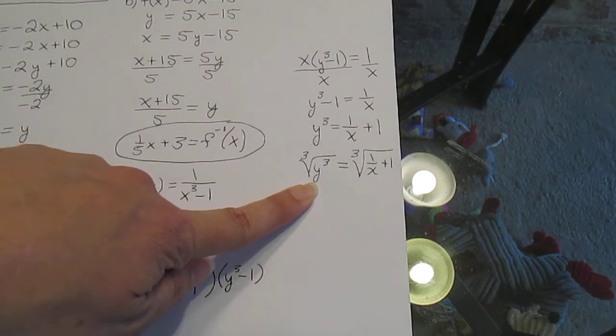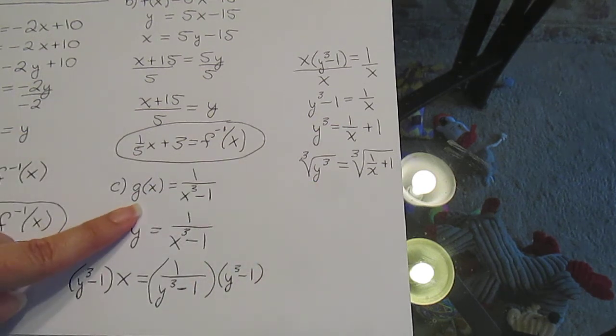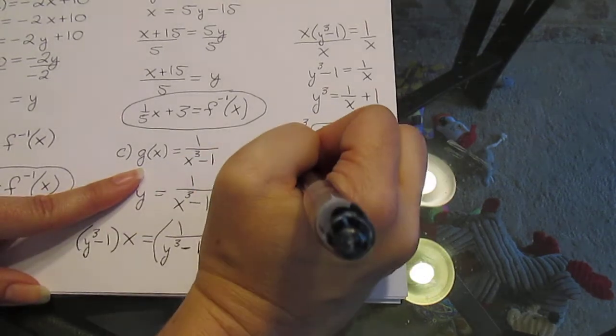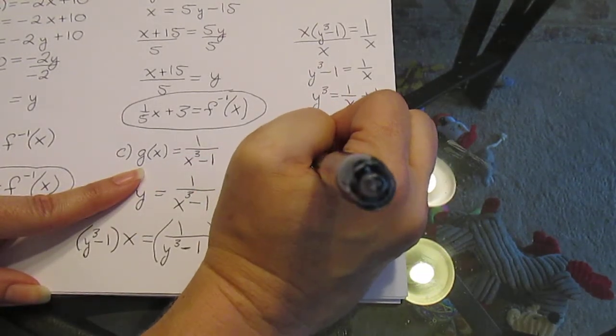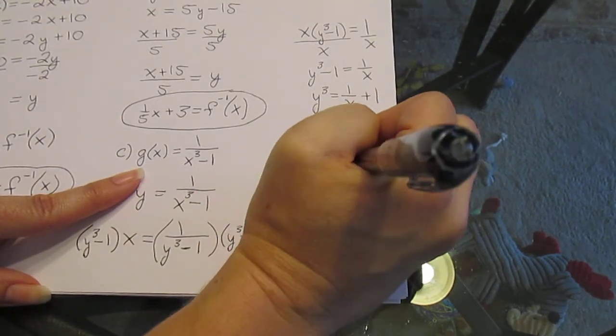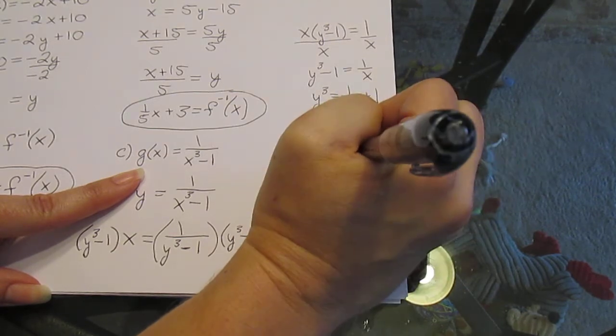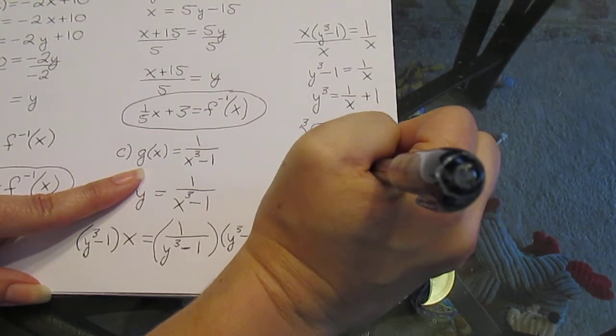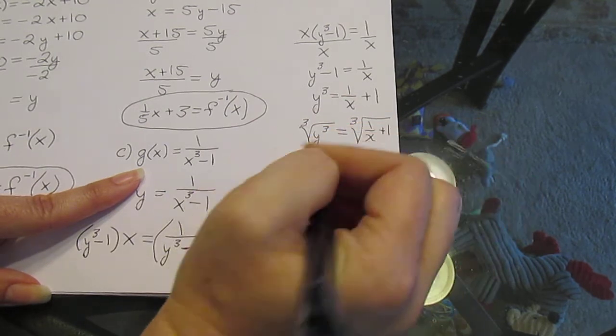So then we can label it as, in this case, we had a g. So we'll say g inverse of x equals the cube root of 1 over x plus 1.